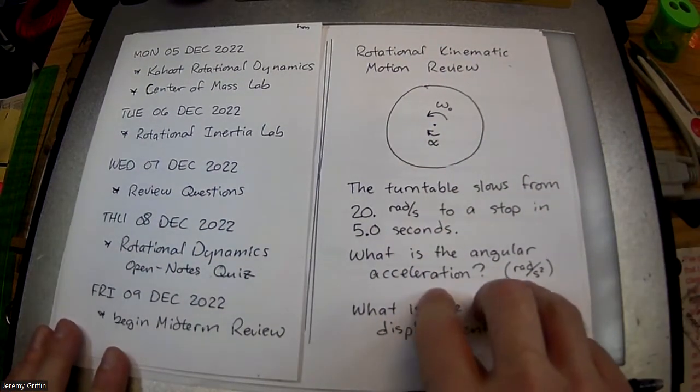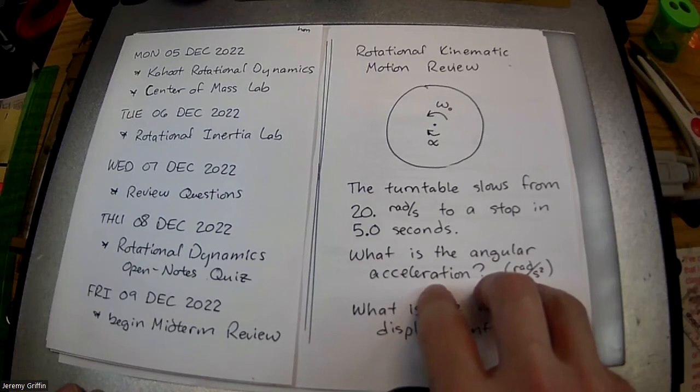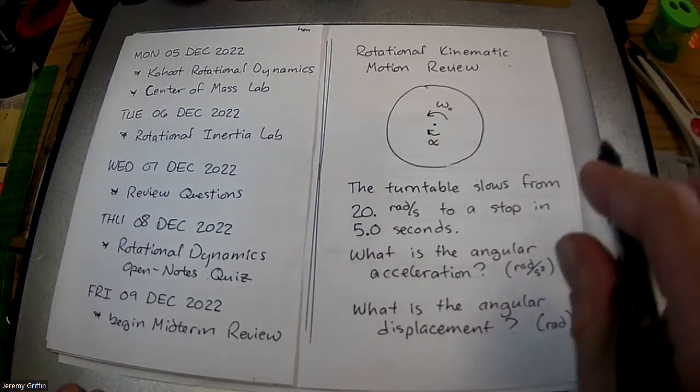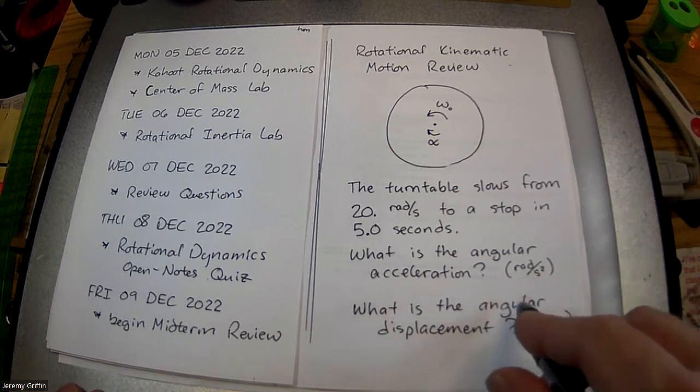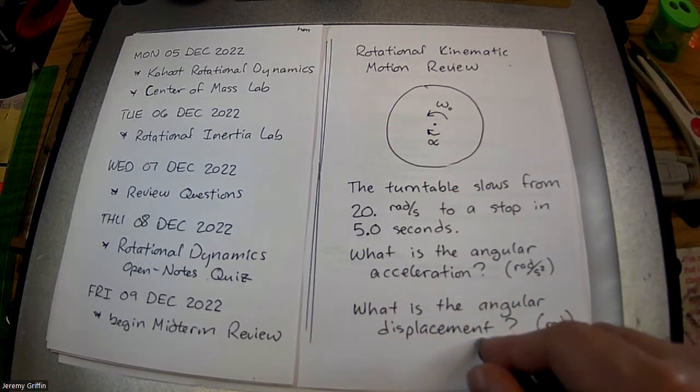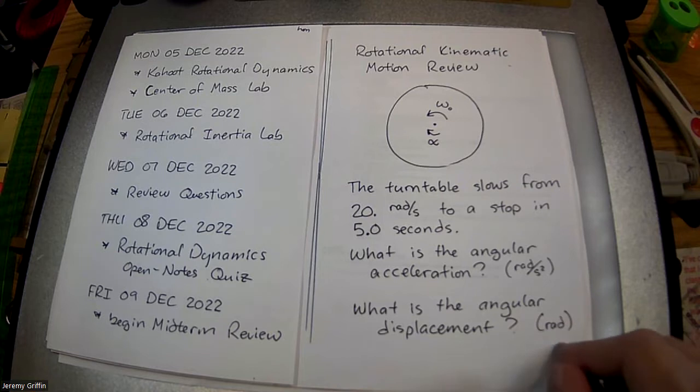So at what rate was it slowing down? Let's call that angular acceleration. I think the letter for that was alpha, right? Greek letter alpha, be radians per second squared. And the follow-up question is, how far did it turn? What was the angular displacement, say in radians?